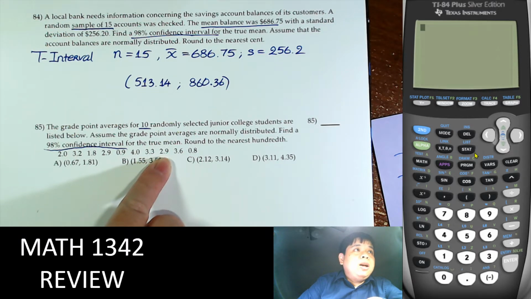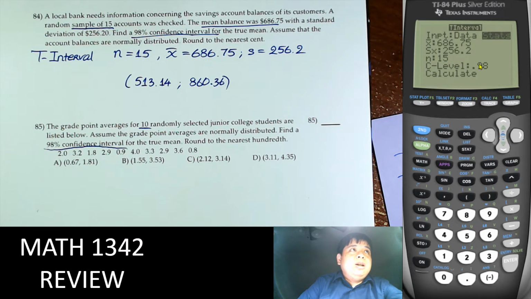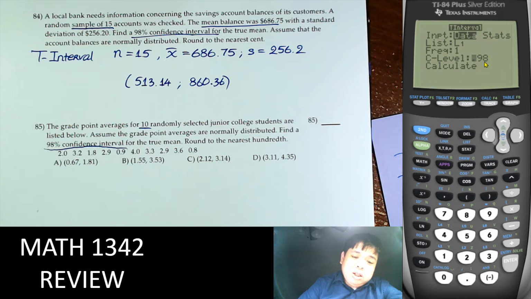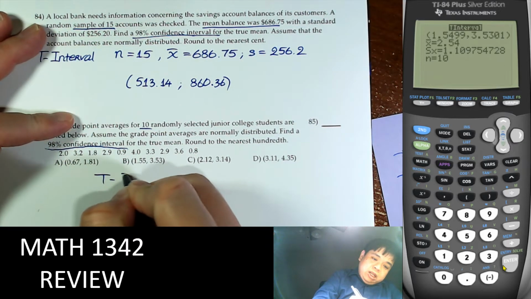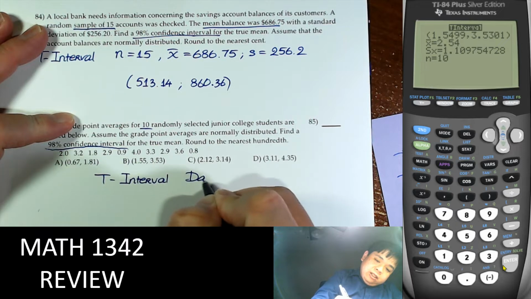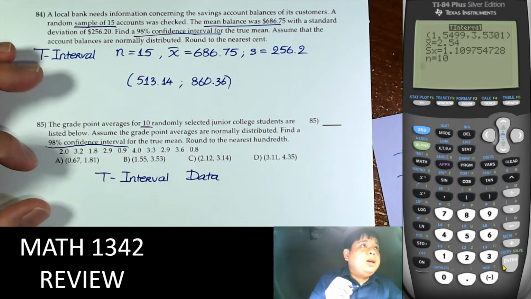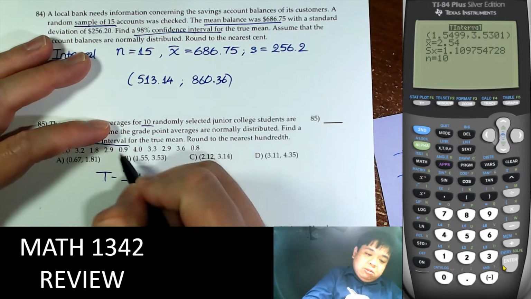So we go to stat, test, and option number 8 for t-interval. Choose data from list 1 and frequency list to just one. Confidence interval, this one we want 98% confident. And let's just calculate. So we use t-interval for data. And we have 1.5499 and so on.